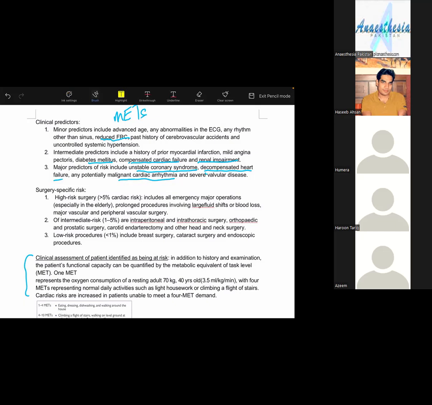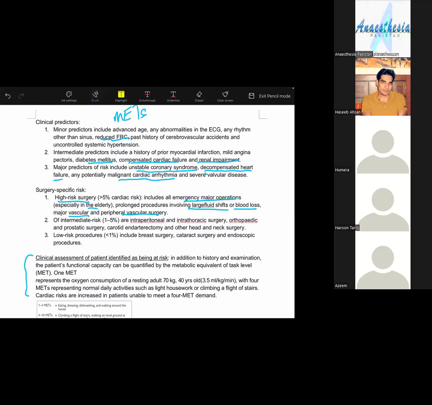We also categorize surgeries in three categories. High risk surgeries include greater than 5% cardiac risk: all major emergency major operations, especially in elders, prolonged procedures involving large fluid shifts and blood losses, and major vascular and peripheral vascular surgeries. These are all included in high risk surgery.